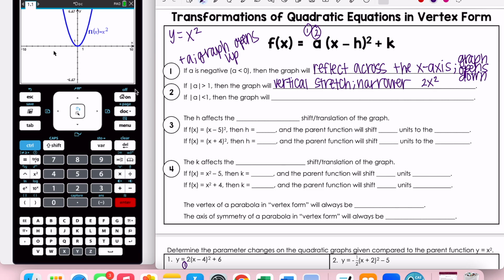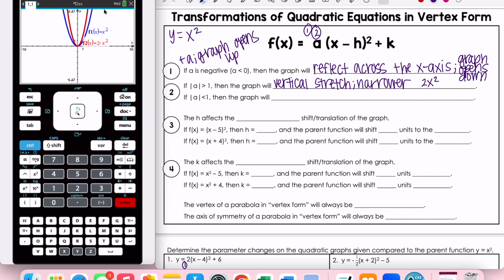So just to show you what a vertical stretch or becoming more narrow looks like, I'm going to go ahead and press tab, and I'm going to go ahead and type in 2x squared. Here the value of a is 2. Again, that's greater than 1. And when I press enter, you're going to see that it is more narrow than my parent function, which is the blue parabola here. So again, we call that a vertical stretch.